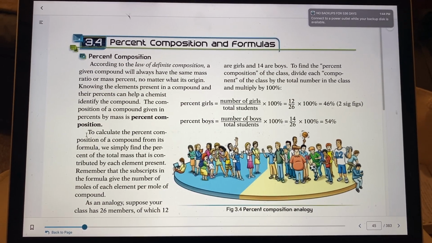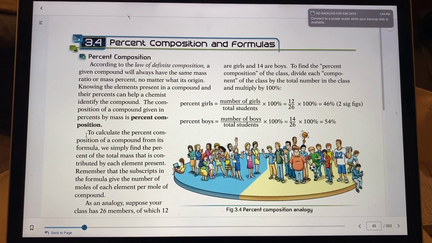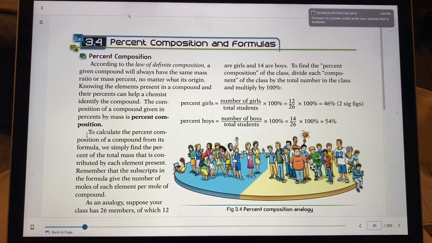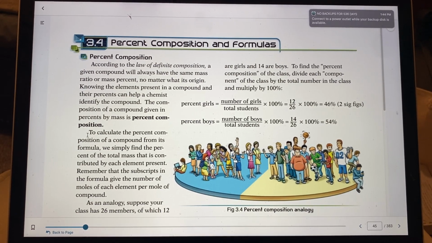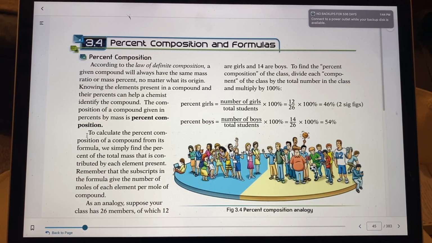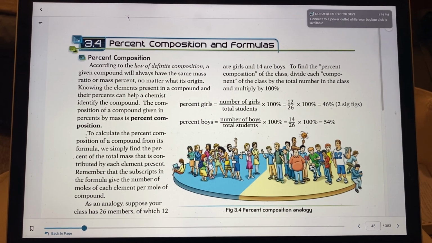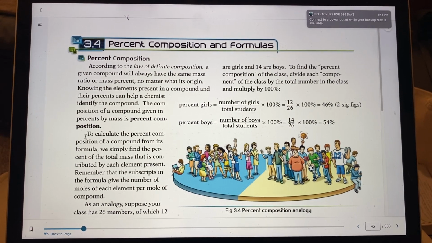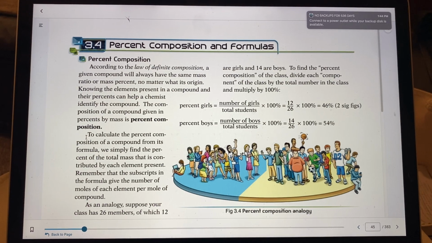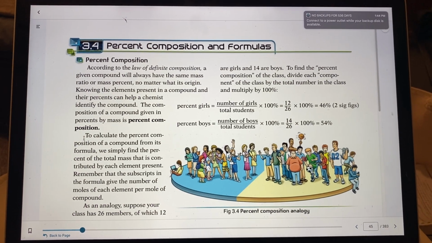The percent composition is what percent each of those different atoms makes up in the molecule. So we can find this percent of the total mass by each element, and this is what we're going to talk about. But first, they're just talking about percent, so you guys know how to figure out percent.